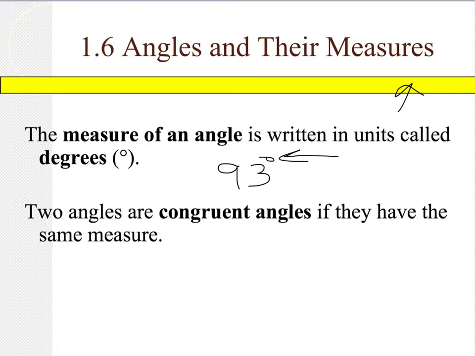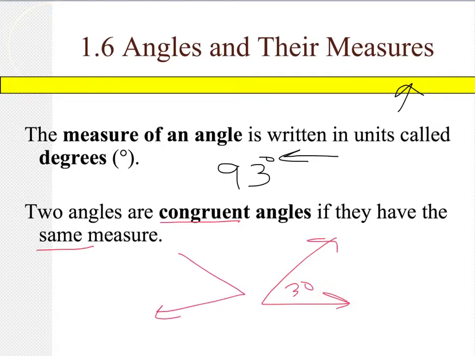Congruent angles. The word congruent means same measure. Same, congruent. Two angles are congruent if they have the exact same measure. So if I give you this angle right here that is 30 degrees, and I tell you this angle right here is also 30 degrees, these two angles are what is known as congruent angles. They are the exact same. Ooh, forgot my little degree symbol. Don't forget about those.